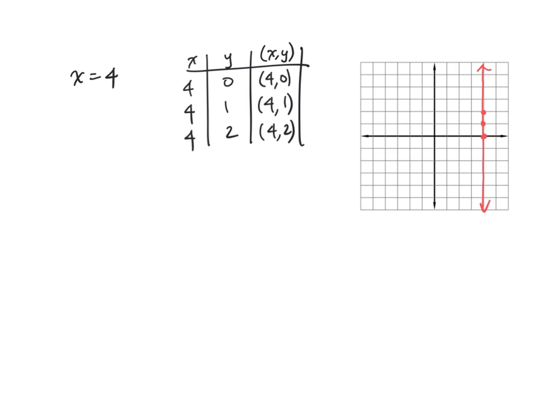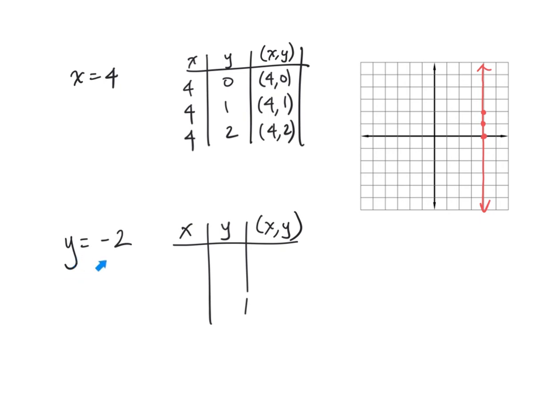So what if we have y equals, say, negative 2. We'll make our table here. So x, y, and then (x, y). And again, in this case, it doesn't matter what x is. X can be anything. Y has to be equal to negative 2. So all my y's will be negative 2. And then my x's can be whatever I want. I'll just do 0, 1, 2 again. And so now I have generated 3 points.